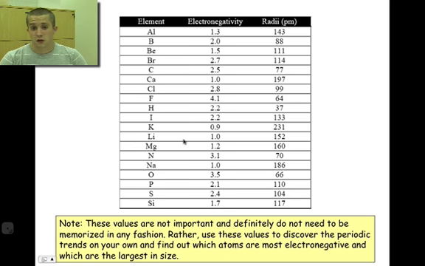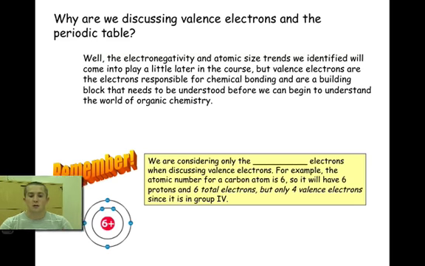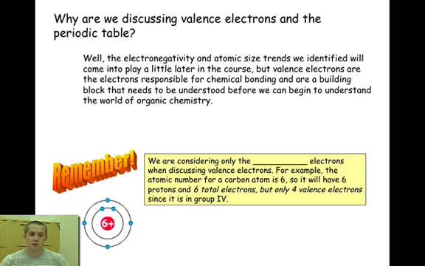So just to reemphasize this point, the values in this table are not important to memorize. What is important to memorize are the trends that we just mentioned, as in electronegativity increasing up and to the right within the periodic table, and the atomic radii of atoms increasing down and to the left. So the question now becomes, why are we discussing valence electrons and the periodic table? Well, the trends for electronegativity as well as atomic radii will come into play a little bit later in this course, but valence electrons are immediately important.